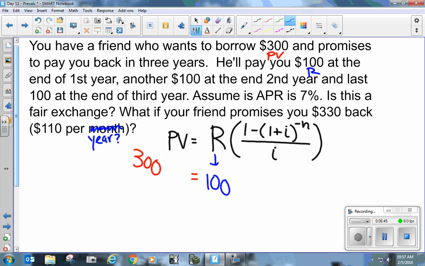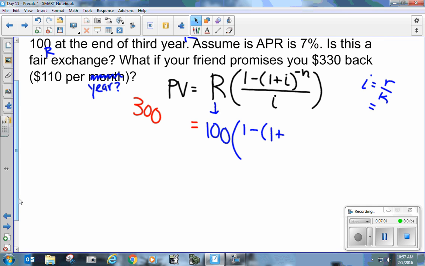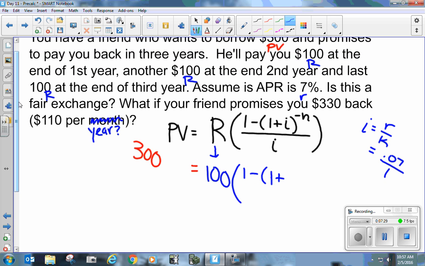That's one payment. Here's another payment. Here's another payment. It's R. Now, 1 minus parentheses 1 plus. What's my i? We said that's r over k. Well, what is my rate? 0.07. It's 7%. But again, we can't put a percent in the calculator, so we have to get rid of that percent. 0.07. Now, what is k? How many payments is he making per year? He's making one payment per year, isn't he? So when he says he'll pay you at the end of the first year, the end of the second year, whatever, $100 per year. Per year, that's your k.